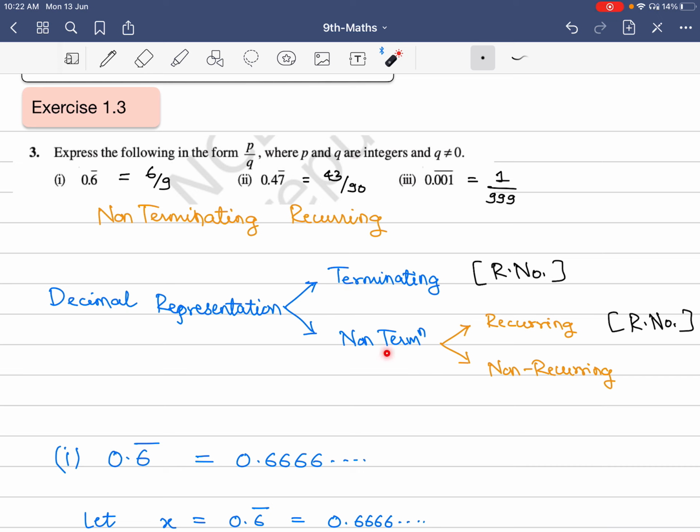Very important point here: we saw in the beginning that a decimal representation can be terminating or non-terminating, and if it's non-terminating it can be recurring or non-recurring. Now if it's non-terminating recurring, it is a valid rational number. This is what the question asked. It had given us non-terminating recurring decimal representations of 3 numbers, and since it's a valid rational number representation, we have to find a valid rational number of the form p by q, which is what we did. This is 6 by 9, this is 43 by 90, and this is 1 upon 999.